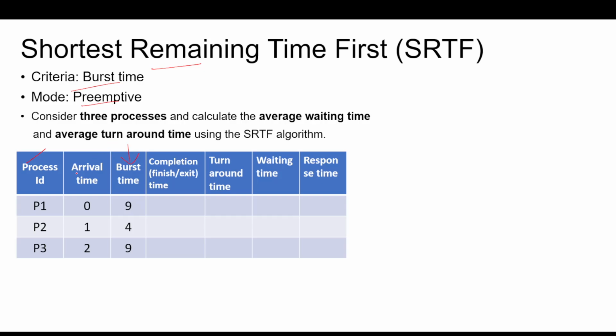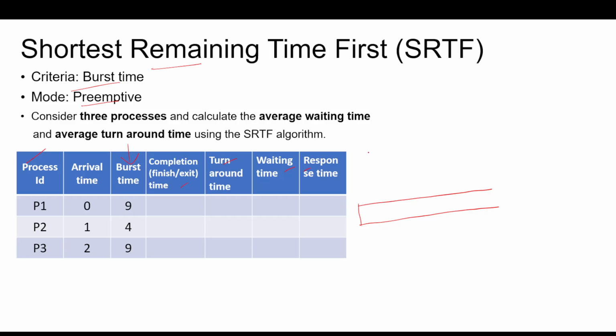Now here in this example we have three processes P1, P2, P3, and their arrival as well as burst timings have been given. Based on this information we have to calculate the completion time. Then we have to calculate the turnaround time, waiting time, as well as the response time. So here we will use the Gantt chart again.